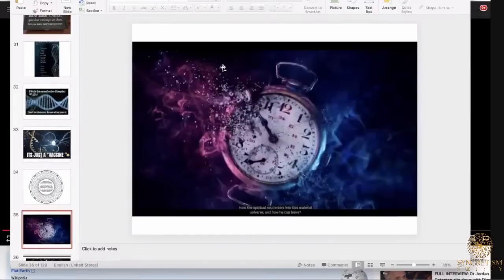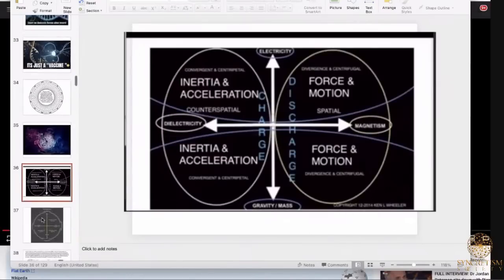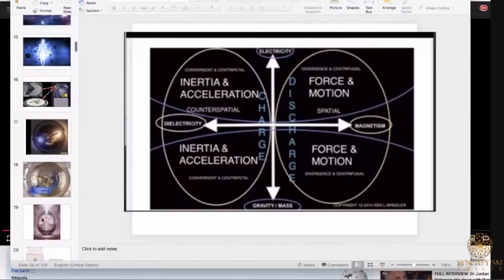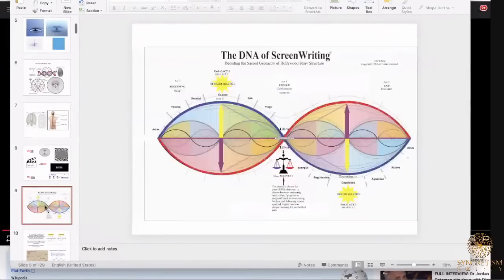Red shift, blue shift, and there's the hyperbola, the clock in the middle. There it is, force and motion, inertia and acceleration. Dielectricity, magnetism. This is from Ken Wheeler's book, I'm pretty sure. Yeah, there it is, Ken Wheeler, it says there. Copyright, Ken Wheeler. It's actually a free book, so he doesn't really copyright that, but I don't know why I brought you here. I was going to show you something interesting, wasn't I? But I just forget what it was now.